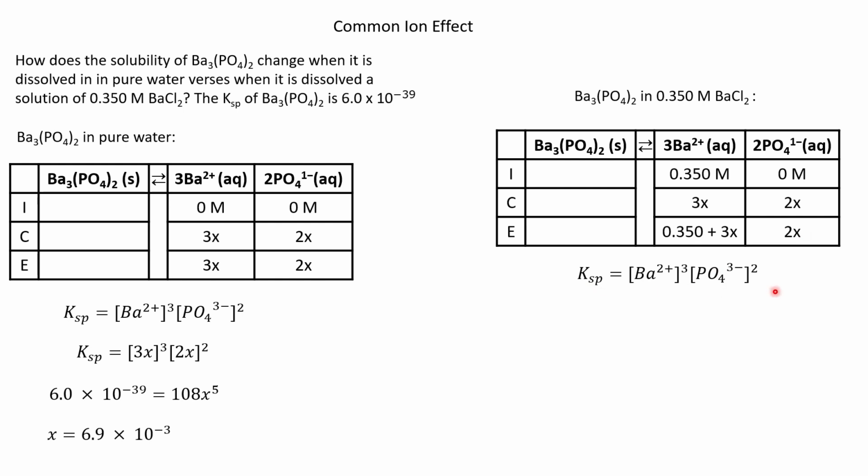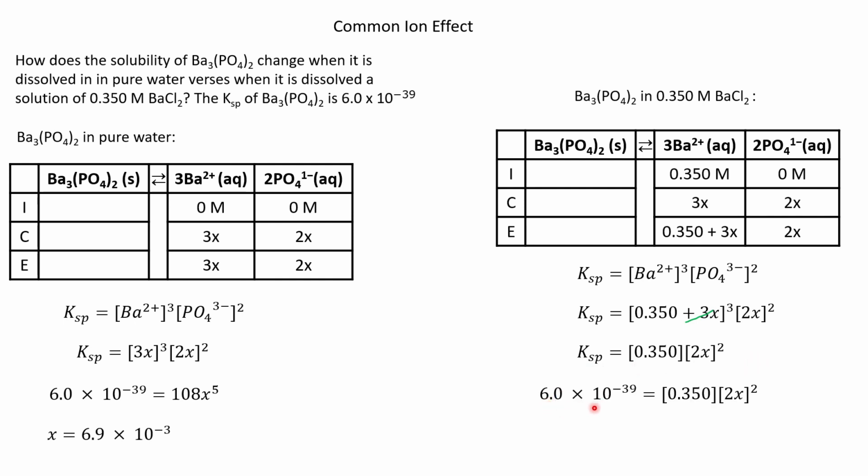Our KSP expression stays the same. Don't forget this cubed or this squared. Again, I'm just going to plug these expressions in. So I get 0.350 plus 3x, again cubed, and 2x squared. Now don't panic yet because I'm going to use my assumption that I can drop this 3x. So getting rid of that 3x there is going to simplify my KSP. Here is my KSP that is simplified. Now this is going to be much easier to solve for x. So putting in my value for KSP, I get x equals 6.54 times 10 to the negative 20th.